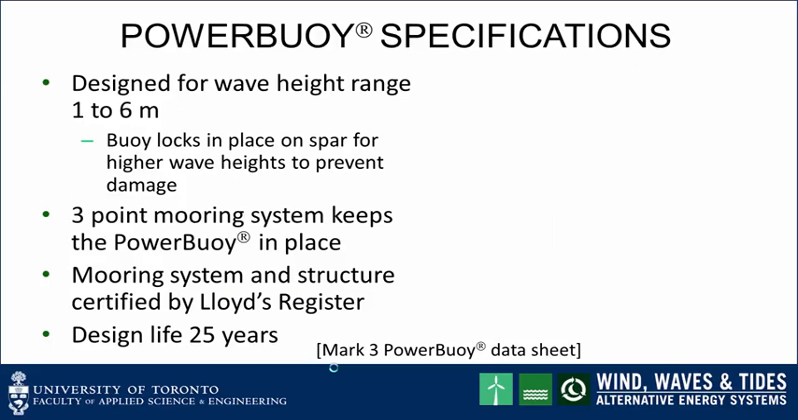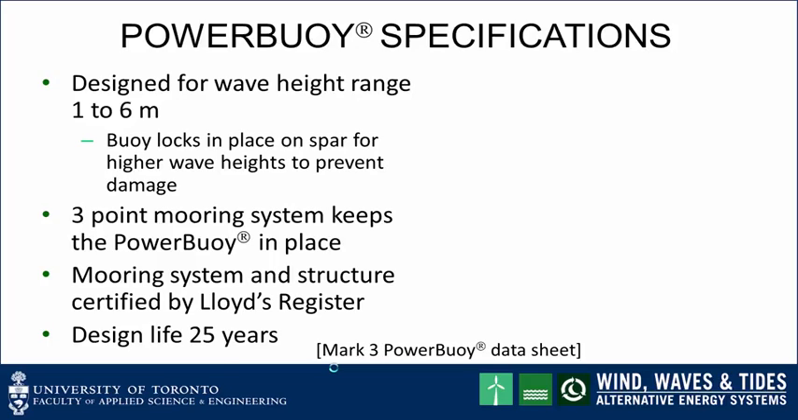So let's talk about a few specifications. It's designed for a wave height range of 1 to 6 meters, and the buoy in fact locks in place on the spar for higher wave heights to prevent damage to the mechanism. There's a 3-point mooring system that keeps it in place, and the mooring system and structure have been certified by Lloyd's Register, which is important for any marine structure or ship or whatever to obtain insurance.